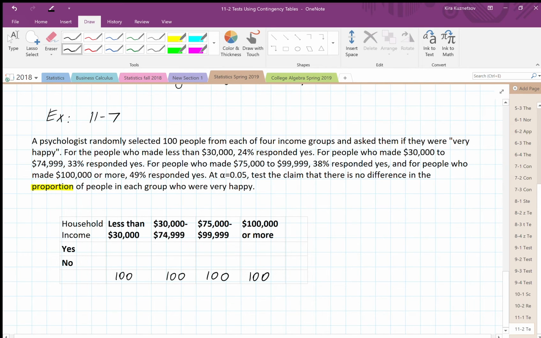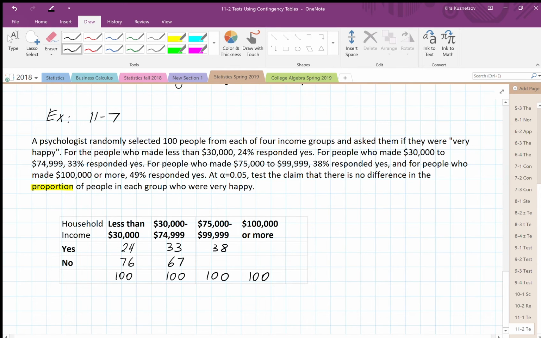So if we randomly select 100 people from each category, we have 4 categories. If we know that in the first category 24% responded yes, we do have 24 versus 76 who said no. So because it's a yes or no question, I don't need to give you all of the percentiles. I can just give you some of them. In the next category, it's 33%. So it's really easy to calculate. You just take 0.33 times 100. So the numbers are easier to come out if you ask 100 people in each category.